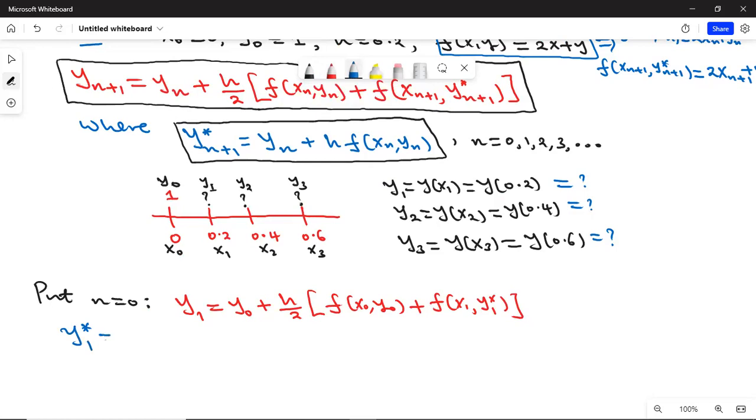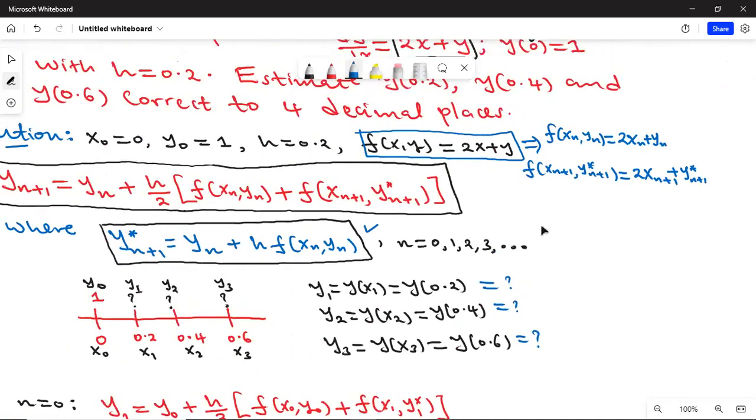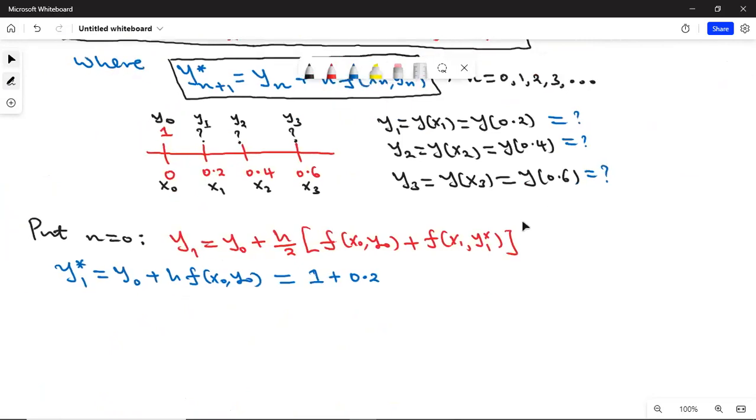y1 star is equal to, you get it from here, when n is 0, that is y0 plus h f of x0, y0. And so this should give us our y0, that was 1, plus h is 0.2, then f of x0, y0, remember it's from here, f of x0, y0 will be 2x0 plus y0. So that's what we have. So I'll replace it here. 2x0 plus y0. Replace the values, that is 1 plus 0.2 into 2 times our x0 is 0, our y0 is 1. So when you press this in your calculator, what do we get?